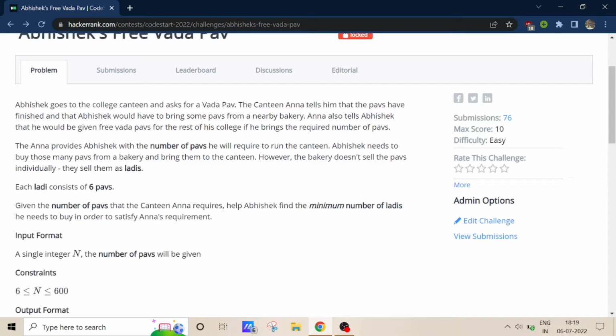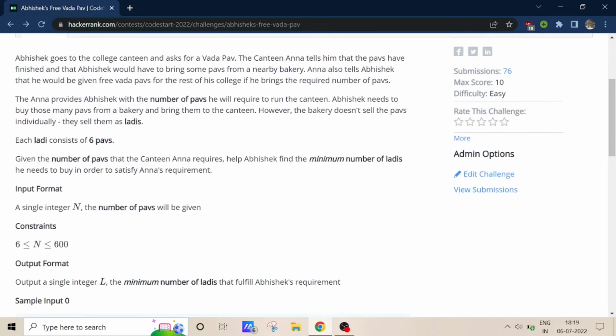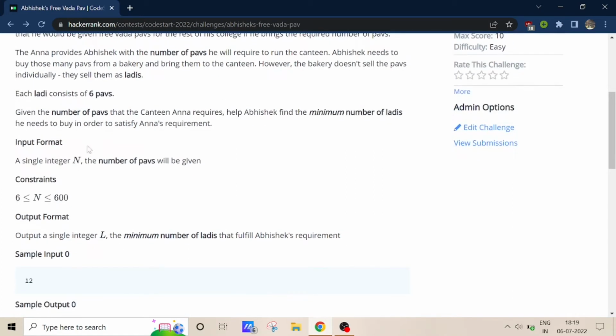from a nearby bakery. Anna also tells Abhishek that he would be given free Vada pavs for the rest of his college if he brings the required number of pavs. Now, Anna provides Abhishek with the number of pavs he will require to run the canteen, and Abhishek needs to buy those many pavs from a bakery and bring them to the canteen. However, we know that the bakery doesn't sell pavs individually, they sell them as ladis of pav. And we are very familiar that each ladi of pav consists of six pavs.